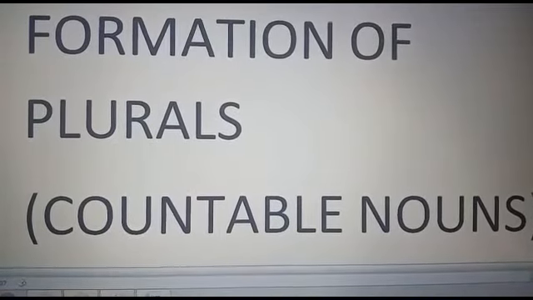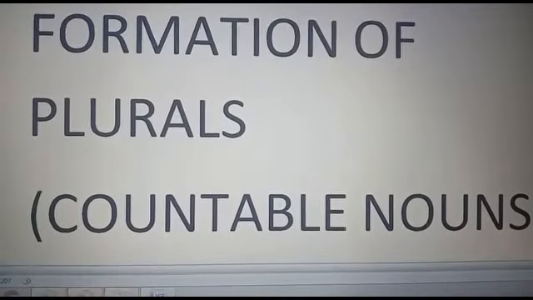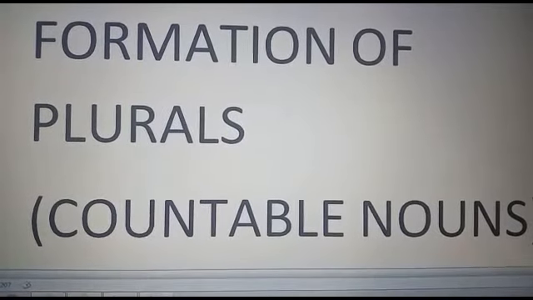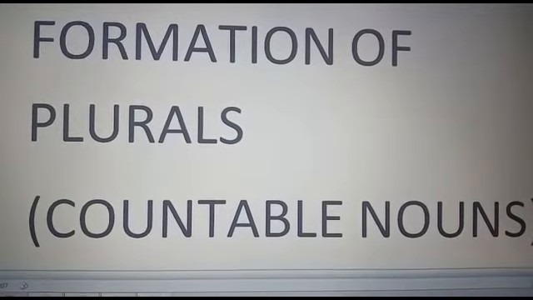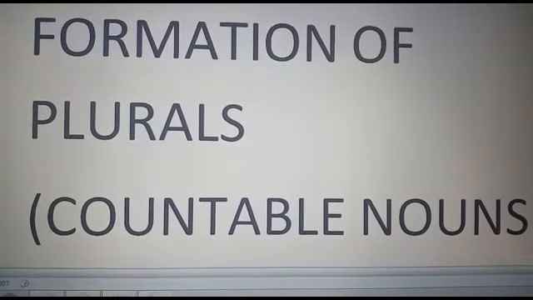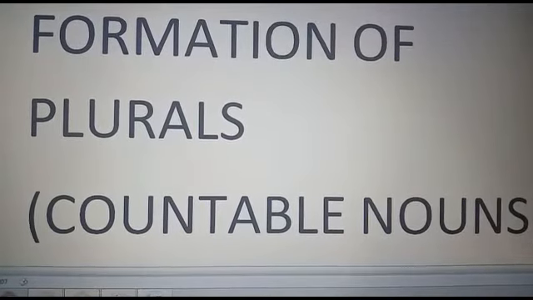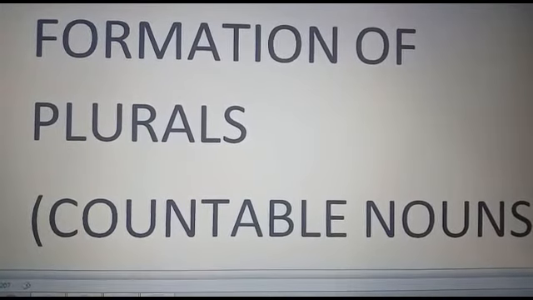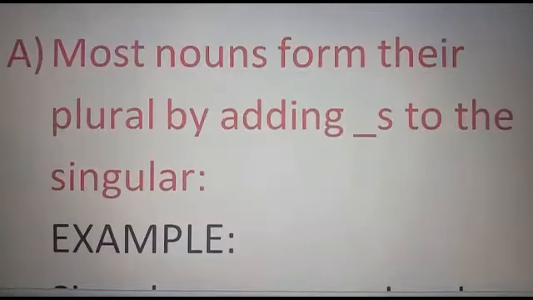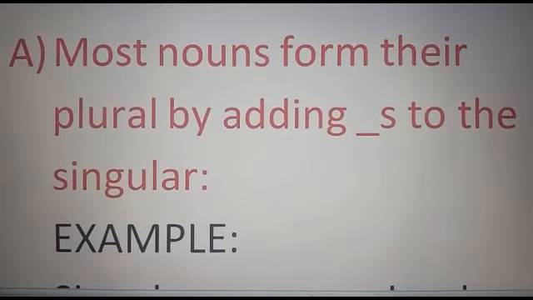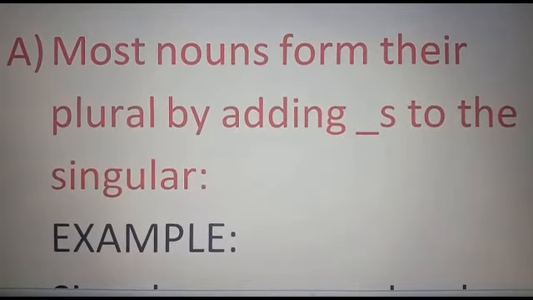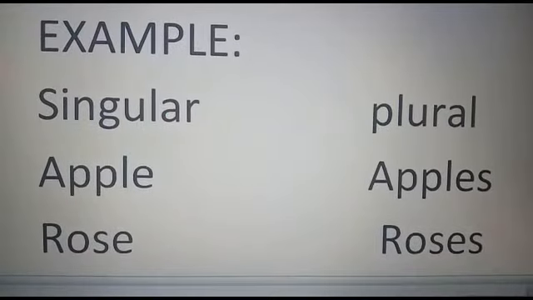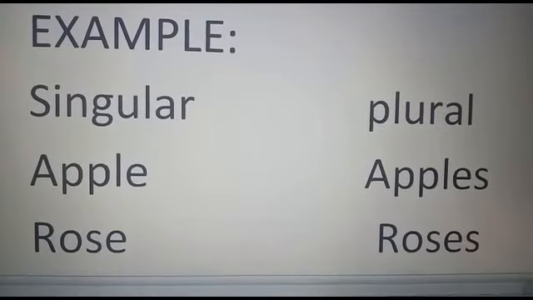So we'll be talking about formation of plurals. Now I talked about the countable nouns. We can count them and we can make them plural. For example, pen, pens, book and books. Okay, so what are the ways? How are we going to make them plural? We are going to study about that. There are a few ways you can make them plural. For the singular, you simply add S. For example, apple, apples. Rose, roses. If I say bag and bags, okay?